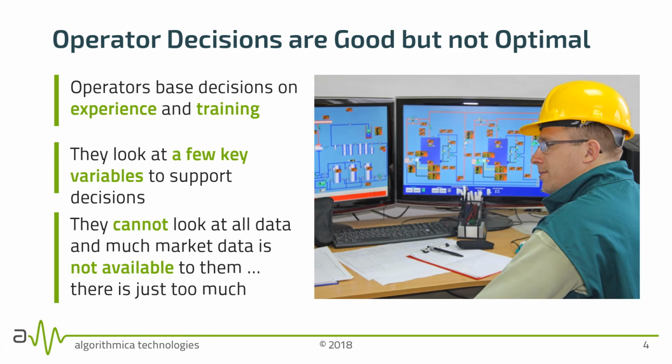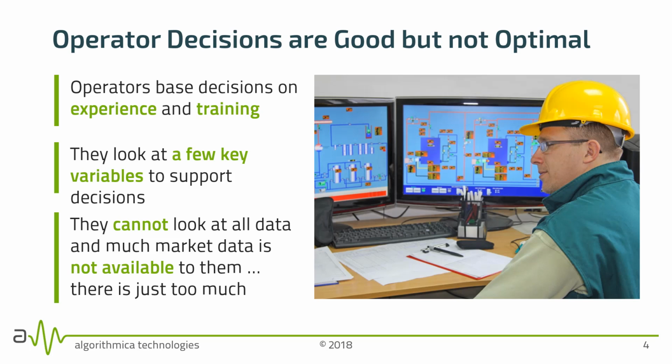At the present moment, most industrial plants are being operated and controlled by human beings that base their decisions upon their own experience and their training. In that, they look at a few key variables that they've discovered from their own experience and use that data to support their decisions on what modifications to make and the set points of that plant.